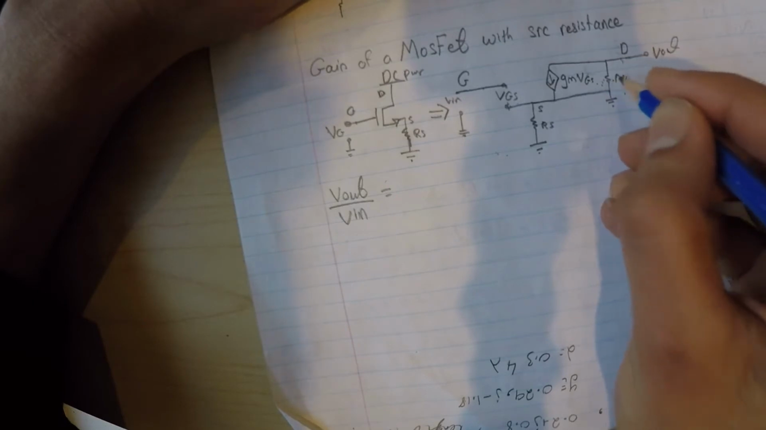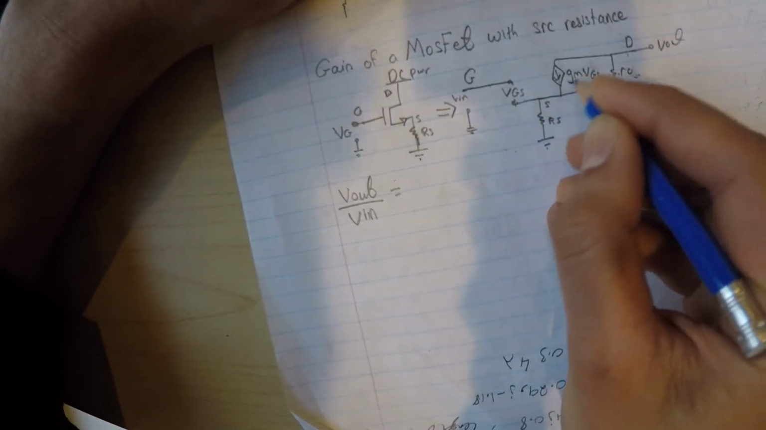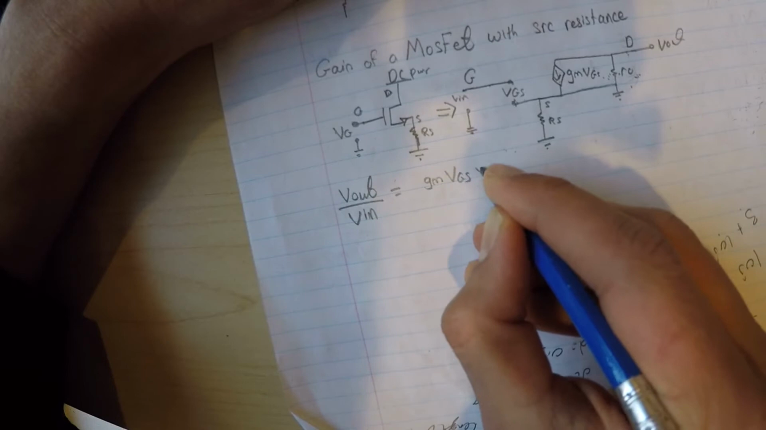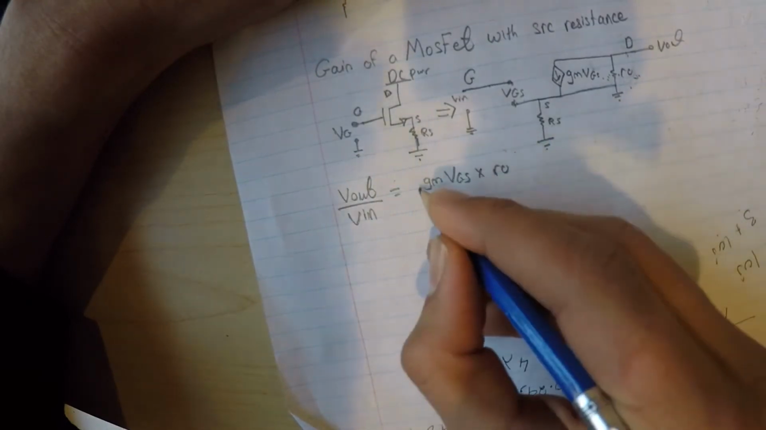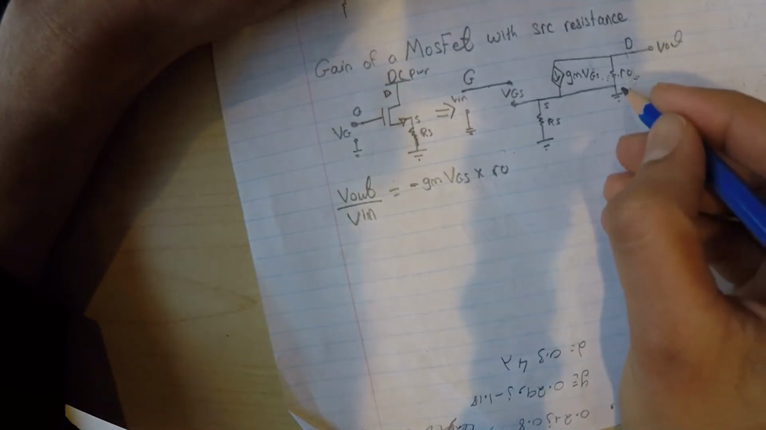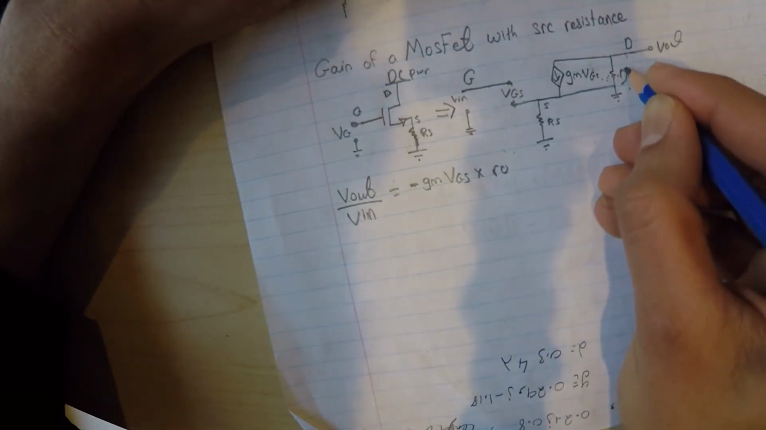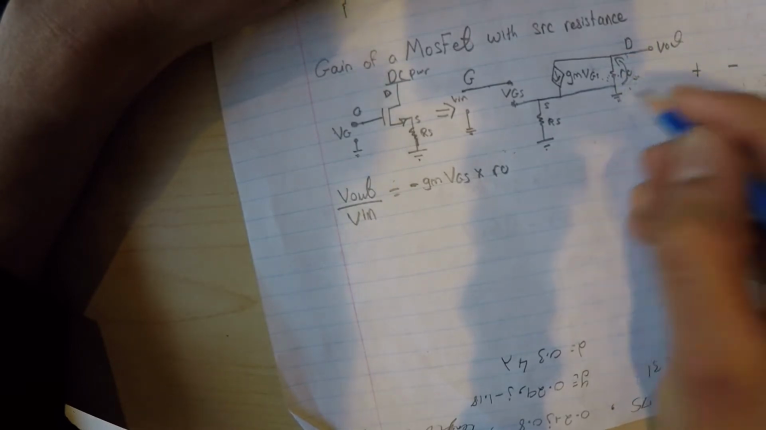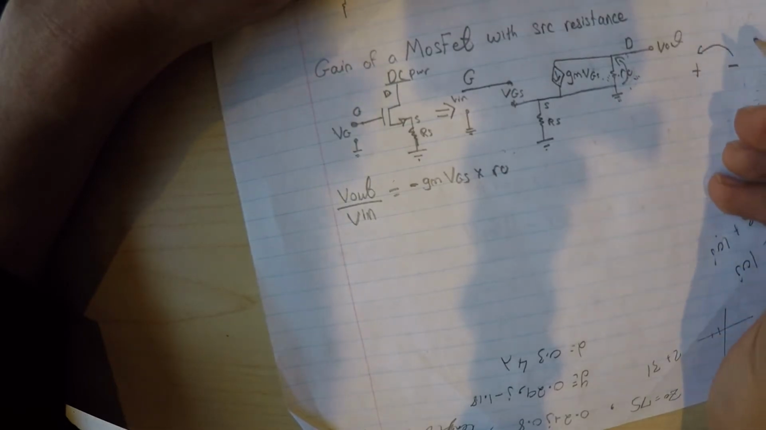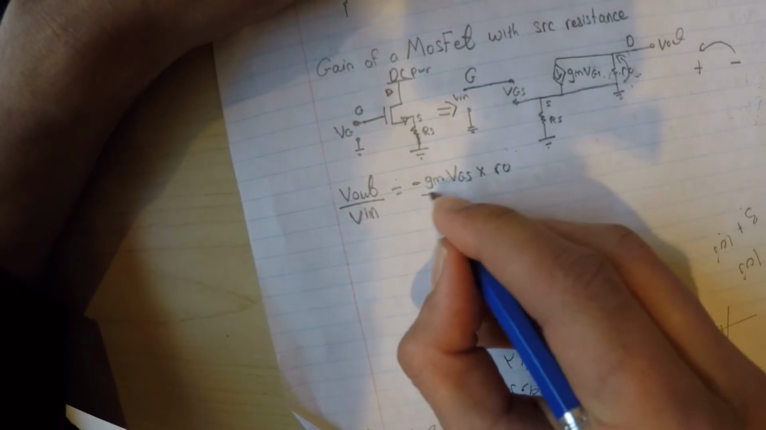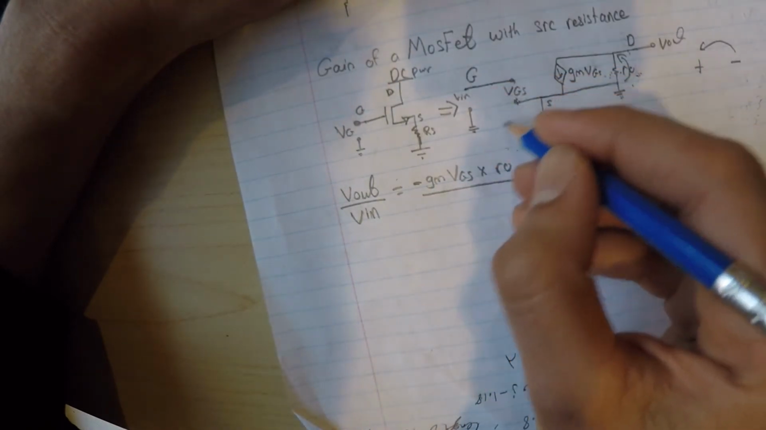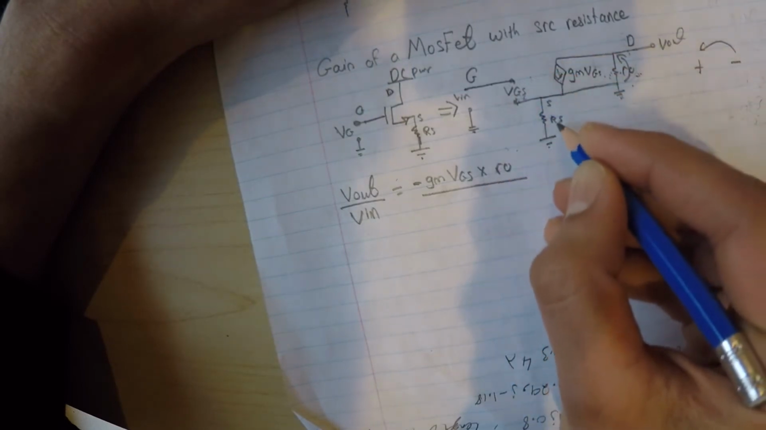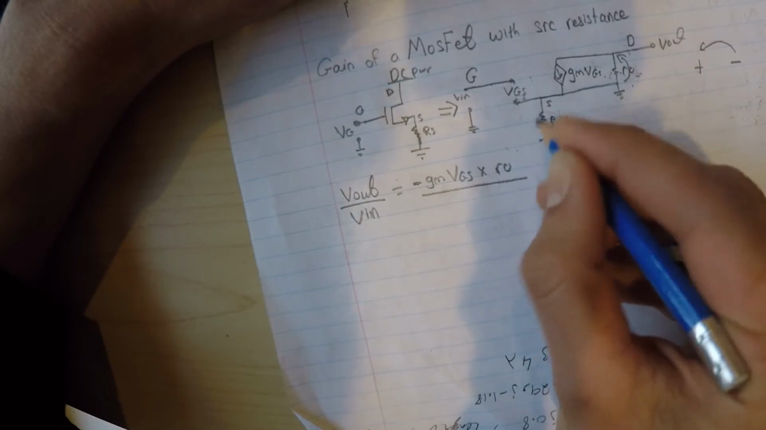So the Vout is going to be whatever current I have, gm VGS times RO. And it's going to be negative. Why? Because this current is going out of ground. It's a negative current. Current goes from positive to negative, and ground in this case is the negative, so it's going this way. So you know it's a negative current. That's for Vout. As for Vin, well, we can just say VGS, because in reality, it's VGS plus whatever voltage drop you have right here.